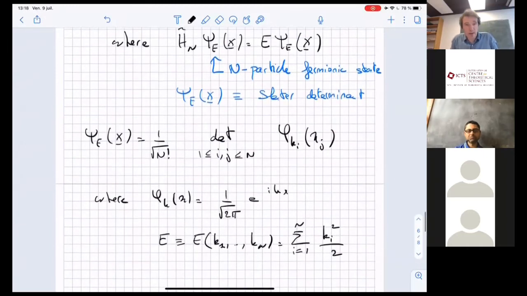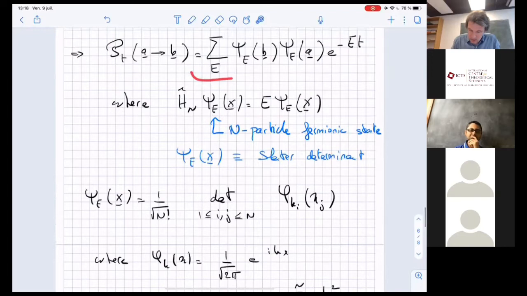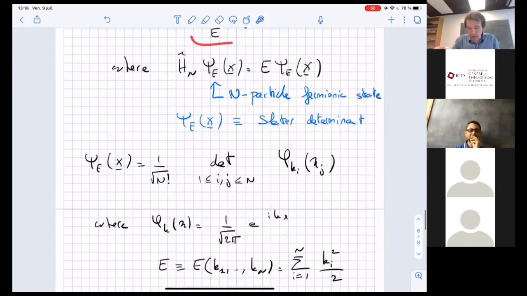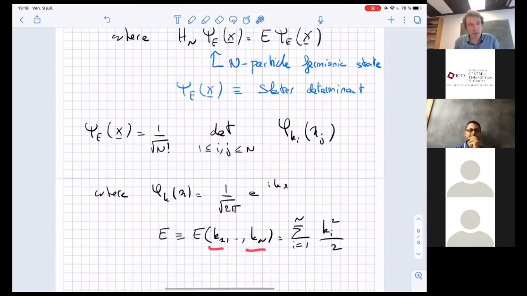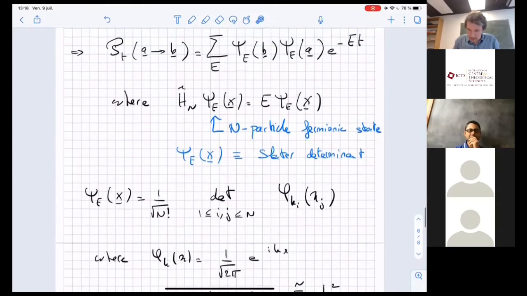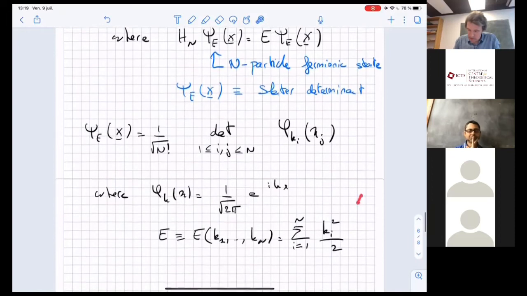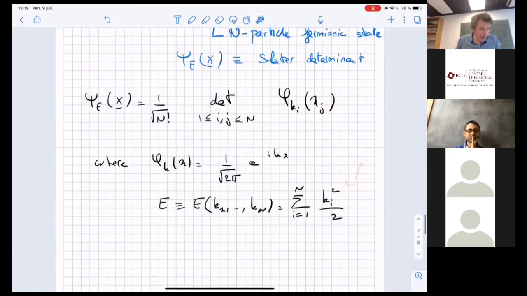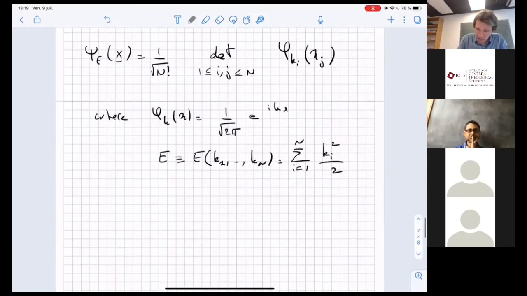So I have a fairly explicit expression now, right? Because the sum over E here will be a multiple integral over these quantum numbers, k1, k2, ..., kn, and this will be a product of two determinants. And this exponential here is explicit because it is just given by that. So I can actually write something explicit here. Let's have a look at it. What does it look like?